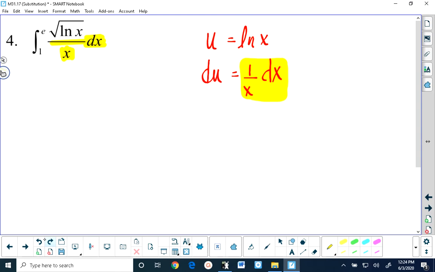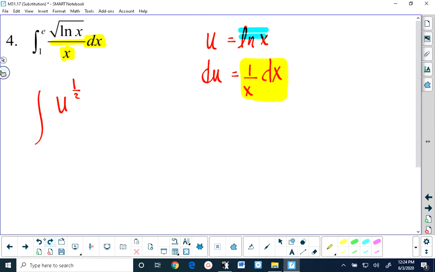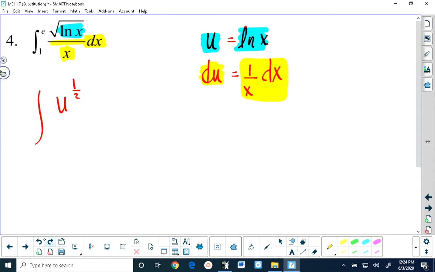So du is going to be the highlighted part, and the rest of the integral will now be an integral of u to the half, because it's the square root of the ln of x, but the ln of x is u. I'll just maybe highlight one more thing here to make sure that you get my drift. Ln of x is u. So we have root u, which is u to the half. The 1 over x dx is du. So we're going to replace the yellow highlighted part with du.